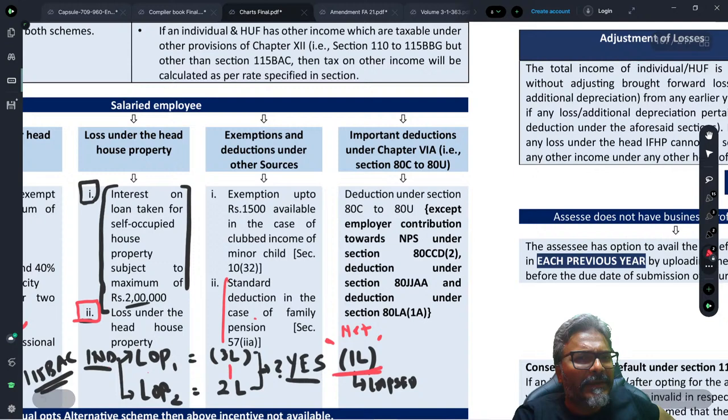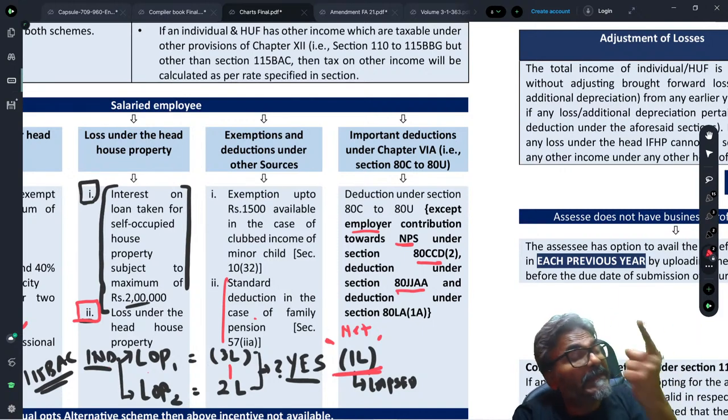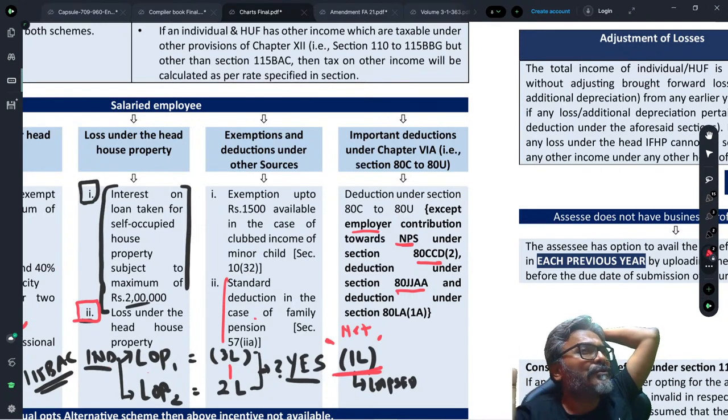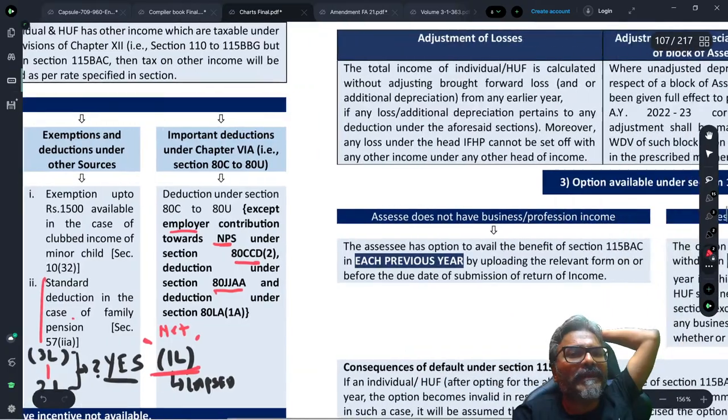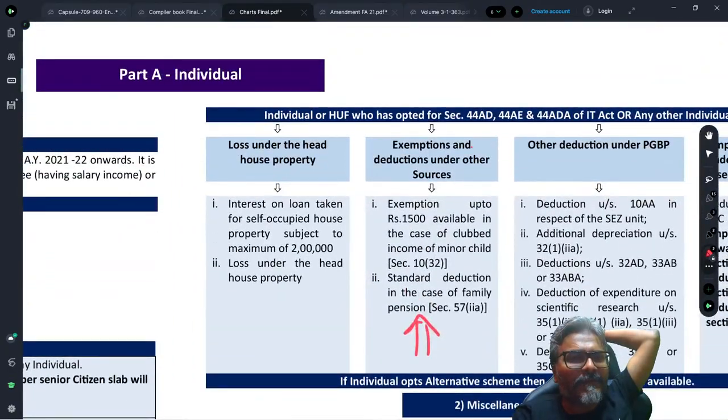Rest of the points, students, are the same. Here in Chapter 6A, where the individual has opted for 115 BAC, they will be getting 80JJAA deduction, yes. What about ATM? ATM is only for a company, so an individual cannot take ATM deduction. Apart from 80JJAA deduction, whatever is the employer contribution to the NPS, for which they get the additional deduction under 80CCD subsection 2, not their own contribution, their own contribution is in 80C, but the employer contribution governed in 80CCD subsection 2, that extra 50,000 amount will be eligible for deduction even if I have opted for 115 BAC.